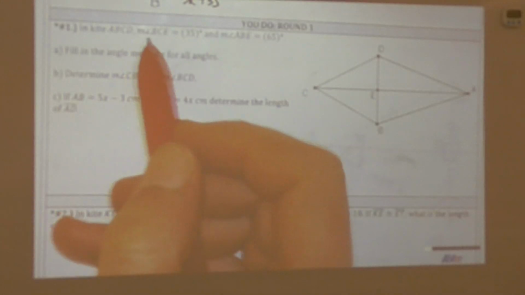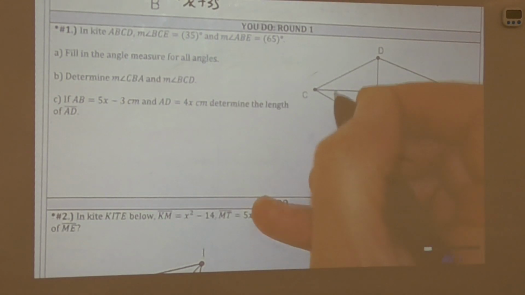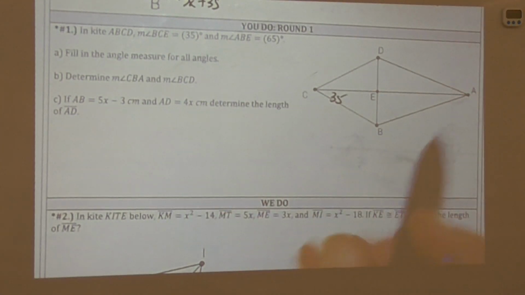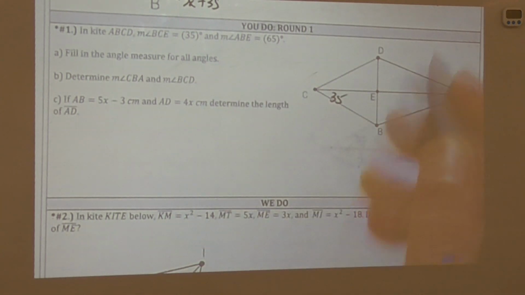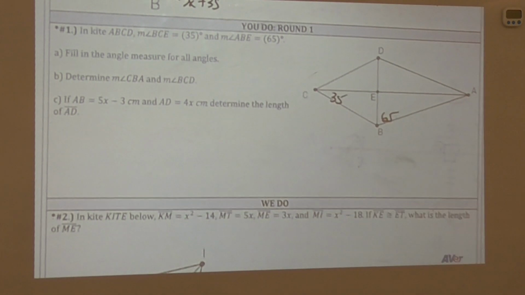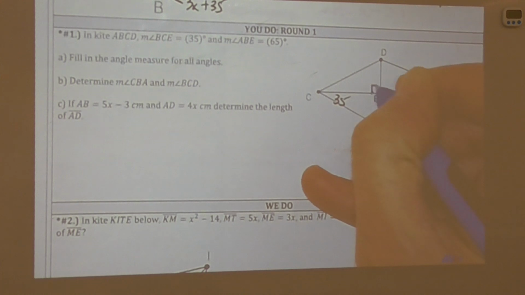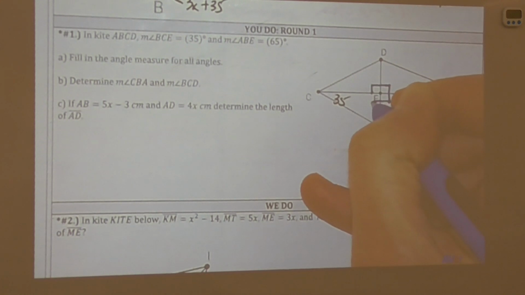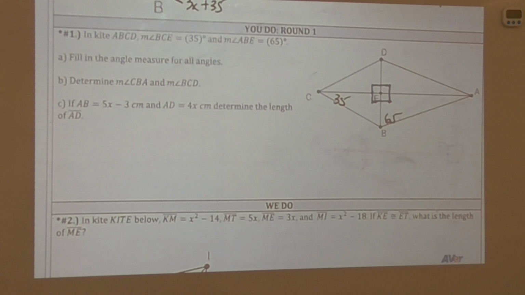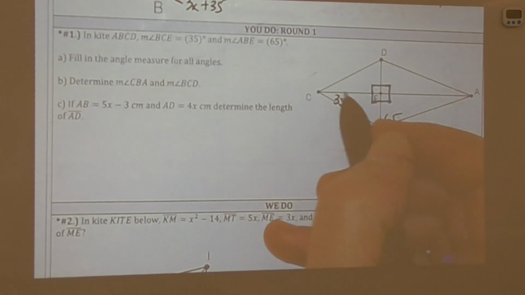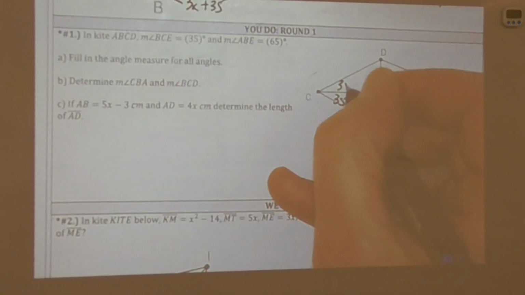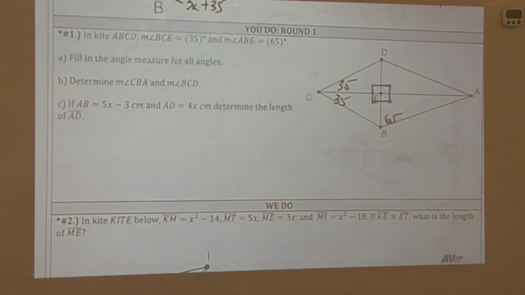In kite ABCD, the measure of angle BCE is 35 degrees, and the measure of ABE is 65 degrees. And we need to fill in the measures for all angles. Remember, we also know the diagonals are perpendicular, so we have right angles here. So now we're thinking about this diagonal bisects angle C, so this must also be 35.